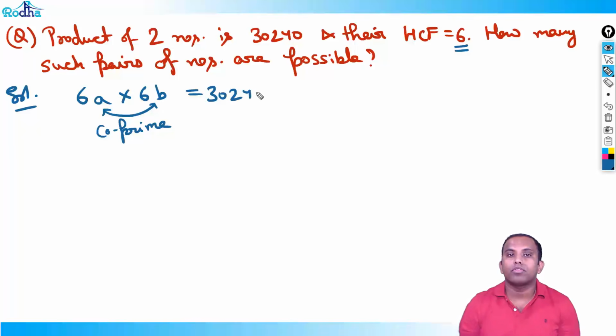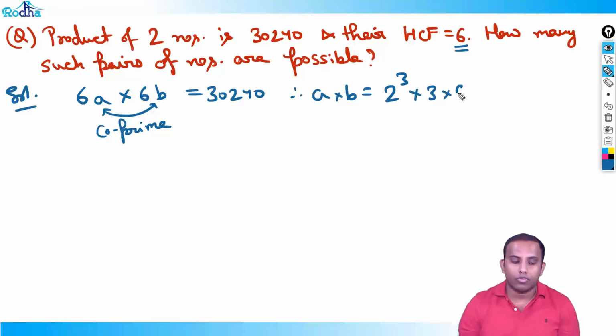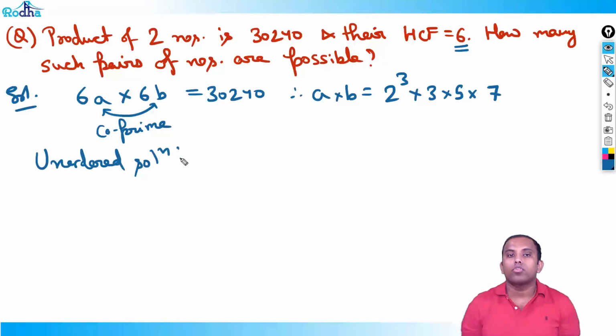So 6A into 6B is equal to 30240. We solved for A into B and got A into B as 2 cube into 3 into 5 into 7, right? And since variables are not given, this is for an unordered solution. So what is the unordered solution of this question?